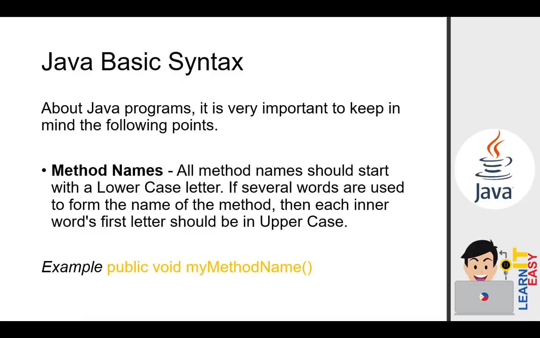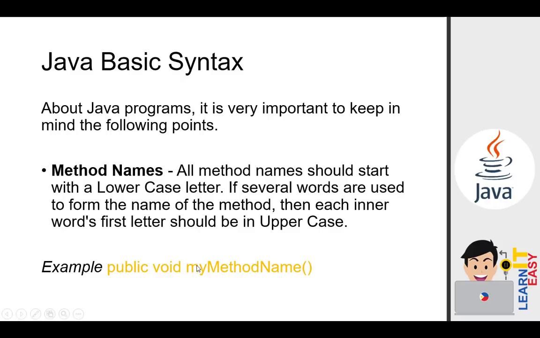Next is method names. All method names should start with a lowercase. If several words are used to form the name of the method, then each inner word's first letter should be in uppercase. For example, we have public void myMethodName. So, the rules are the same as the class name, except that only the first character is written in lowercase. So, as you can see in here, same rules with class.